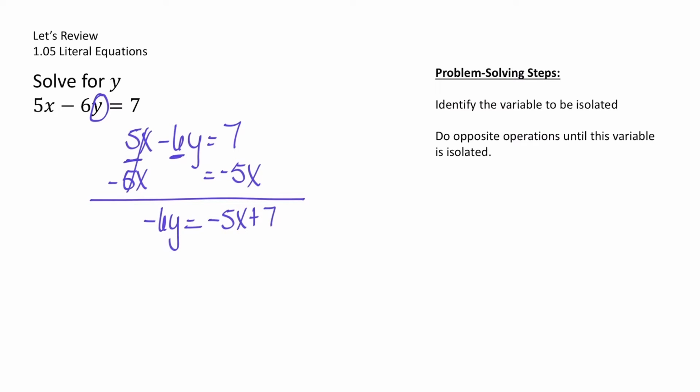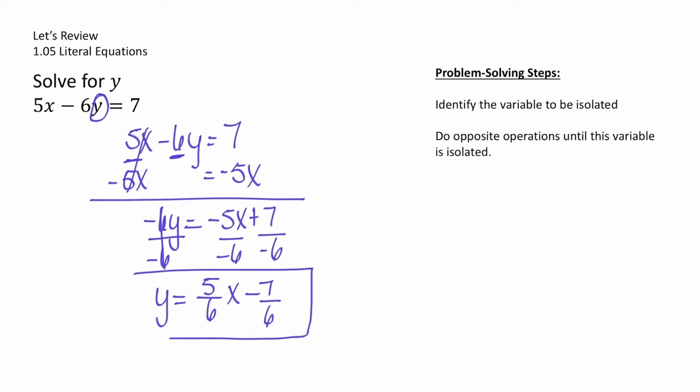Now to get y by itself, I need to divide everything by -6. So when I divide by -6, on the left side, I'm left with just y. I have -5 over -6, which will reduce to 5 over 6 because a negative over a negative is a positive. So we have x, and then 7 over -6 will be minus 7 over 6. And that is now this equation solved for y.